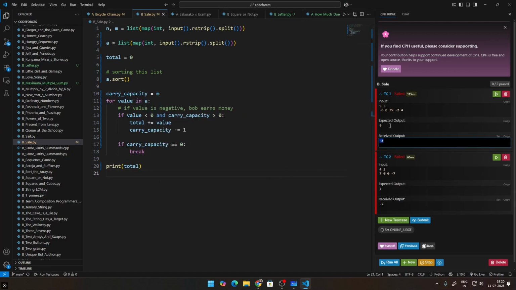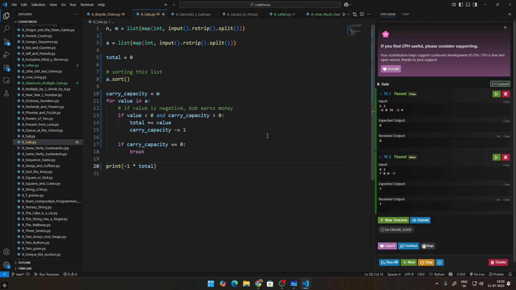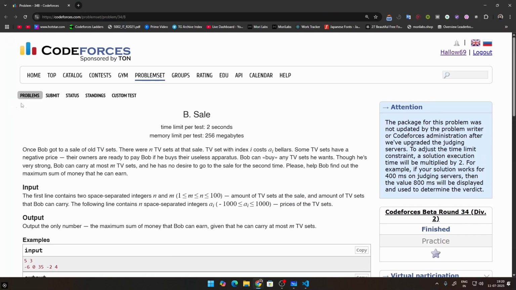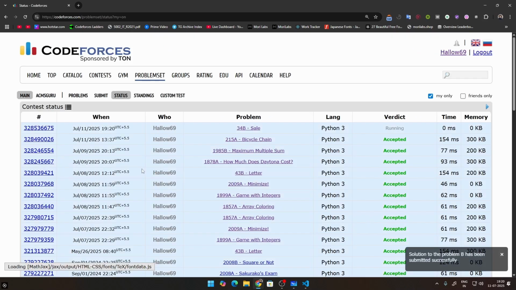But the actual answer is 8, because the total earning is -8, that is the cost of the TVs will be -8, but his earning will be 8. Therefore, we have to convert the negative into a positive, so we'll just do -1 times total. And you can see that the cases have passed now. Maybe I'll copy and paste this and do a submission so that you can see that this is the right answer. I think it should go through.